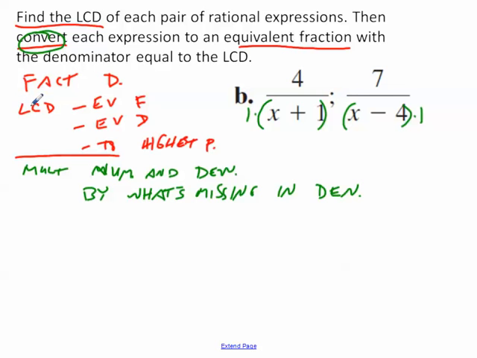Find the lowest common denominator. Include every single factor from every single denominator. Raise it to the highest power. And then multiply the numerator and denominator of each fraction by what's missing in the denominator. So that will be your kind of take-home quiz. That'll be your ticket to get into class tomorrow.